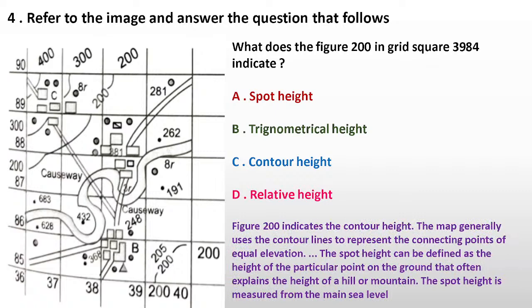And the correct answer for this question is C. It's contour height. Figure 200 indicates the contour height. The map generally uses contour lines to represent the connecting points of equal elevation. The spot height can be defined as the height of a particular point on the ground that often explains the height of a hill or mountain. The spot height is measured from the mean sea level.